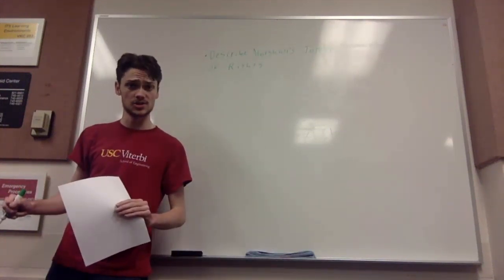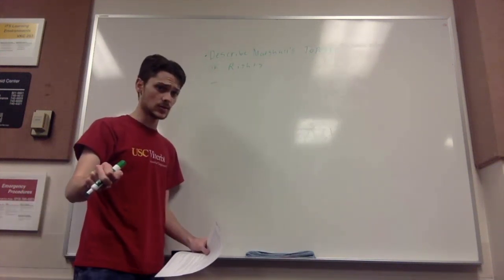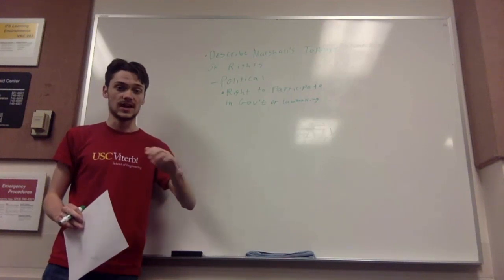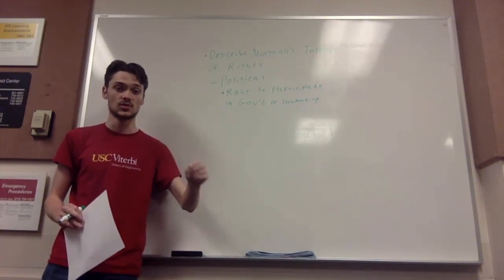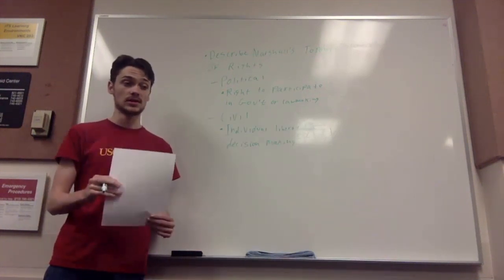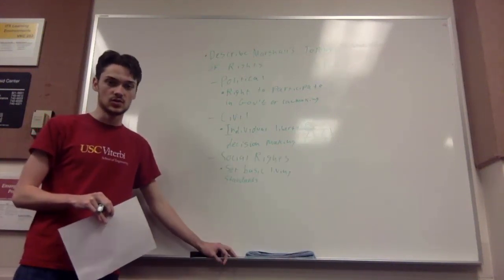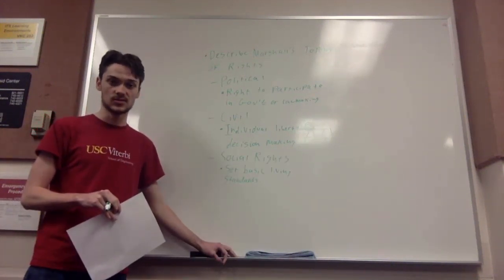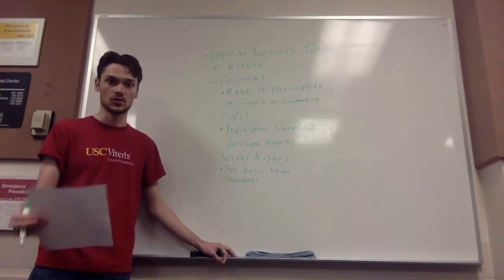Describe Marshall's typology of rights. Marshall split up rights into 3 main categories. A right is political if it has to do with a citizen participating in government or lawmaking. Civil rights protect an individual's ability to make their own decisions. Social rights set an individual's basic living standards. Social security and free public education are examples of social rights.